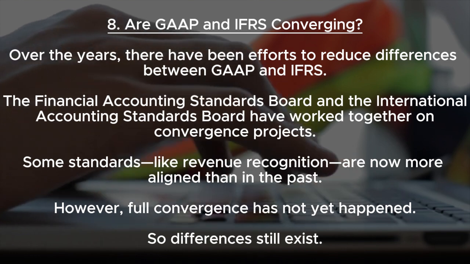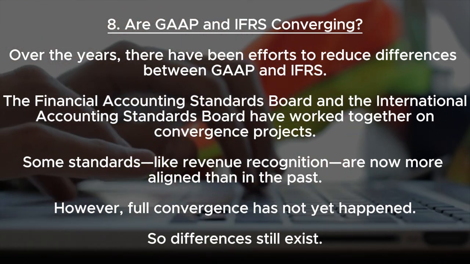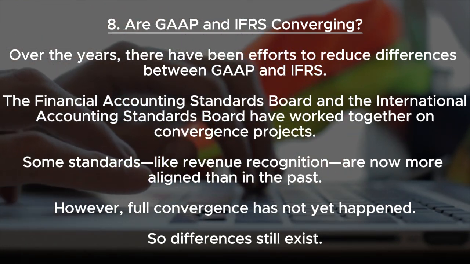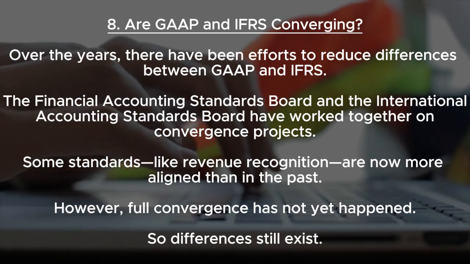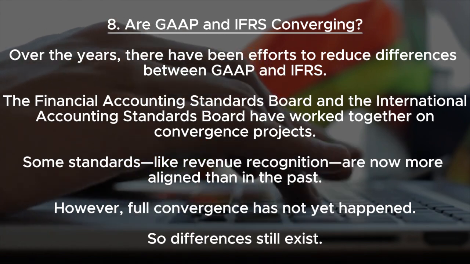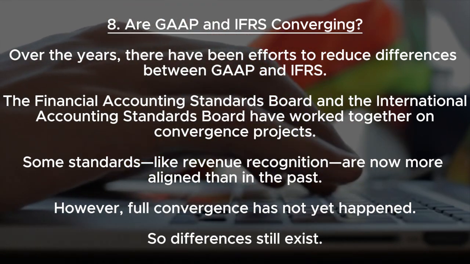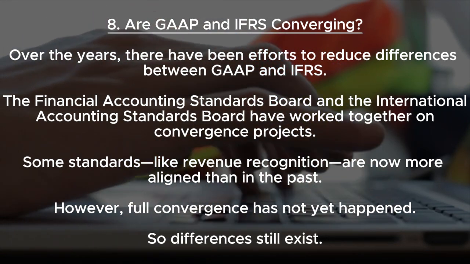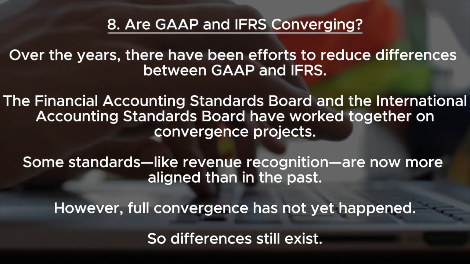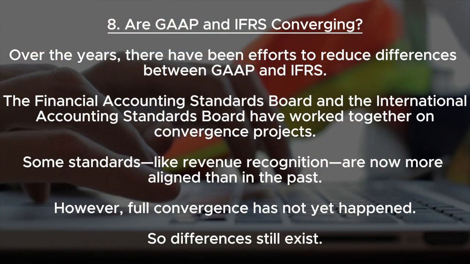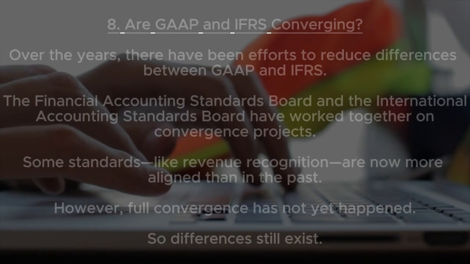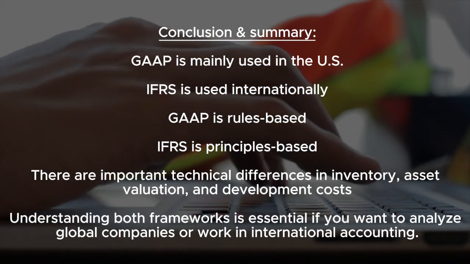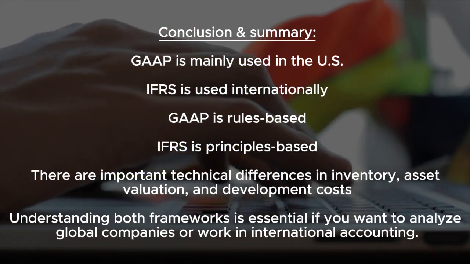8. Are GAAP and IFRS converging? Over the years, there have been efforts to reduce differences between GAAP and IFRS. The Financial Accounting Standards Board and the International Accounting Standards Board have worked together on convergence projects. Some standards, like revenue recognition, are now more aligned than in the past. However, full convergence has not yet happened, so differences still exist.